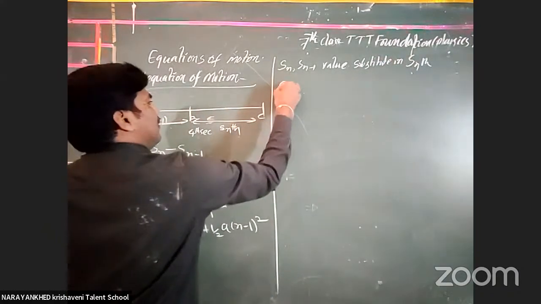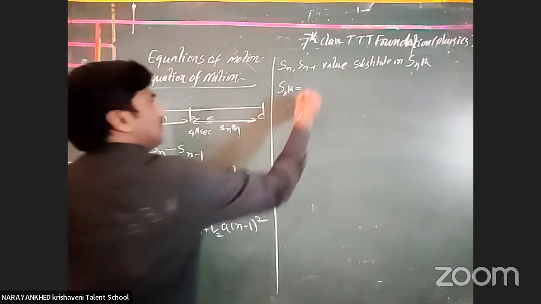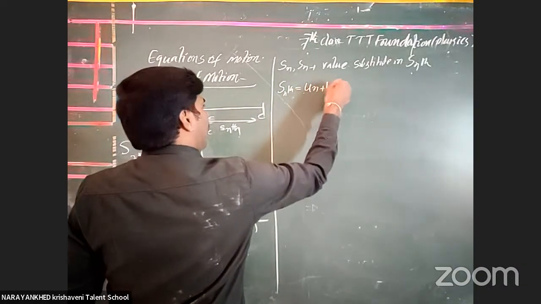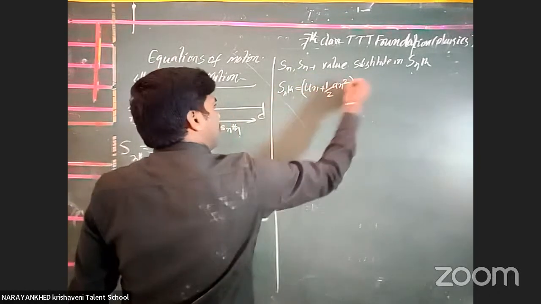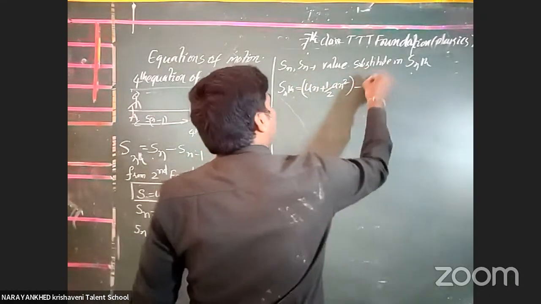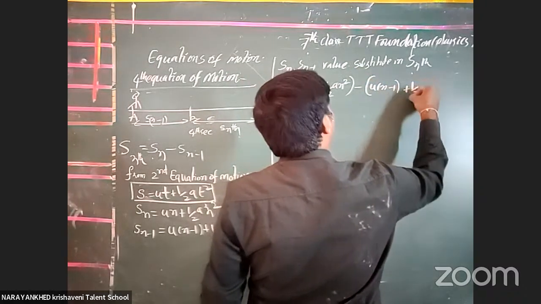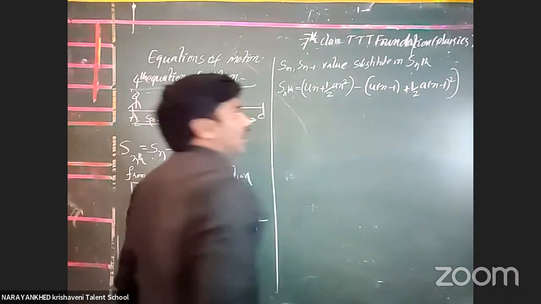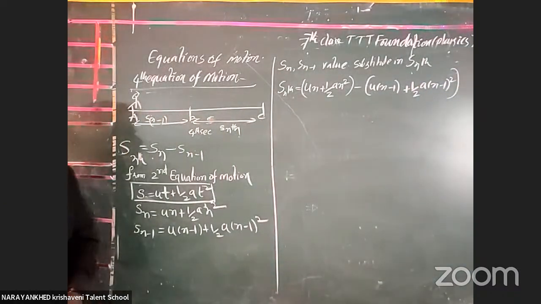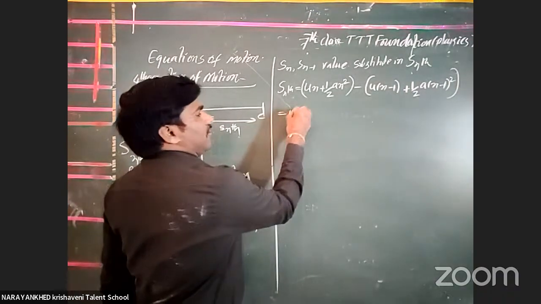What will we get? Sn is equal to, taken as, what is the Sn value? That is u n plus half a n square minus u into (n minus 1) plus half a (n minus 1) square. Got it or not? This value only we have to substitute. Now let's expand this equation.